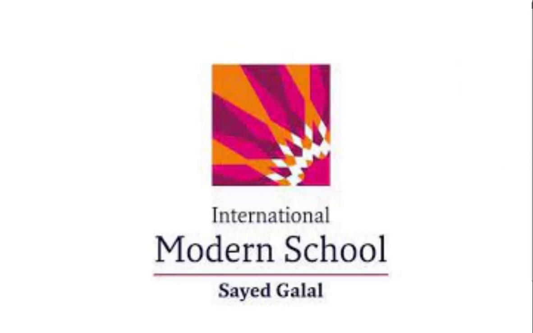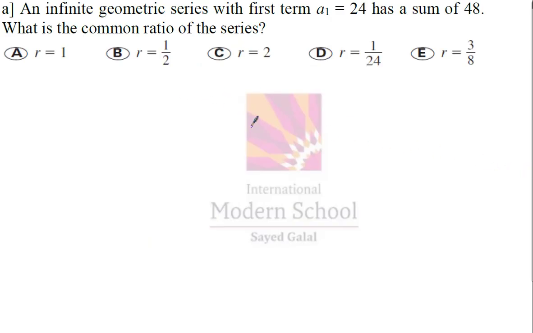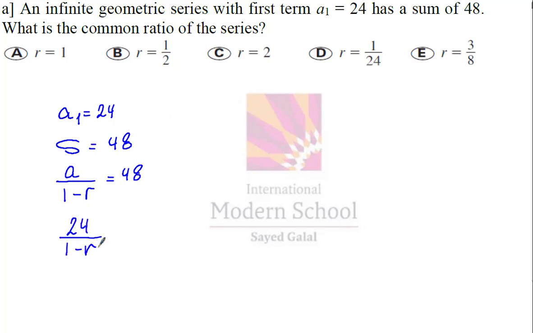Revision quarter 4. An infinite geometric sequence with first term 24 has a sum of 48. So I have a geometric sequence, the first term equals 24 and its sum to infinity equals 48. S to infinity equals a over 1 minus r equals 48. Substitute in the rule: a equals 24 over 1 minus r equals 48.